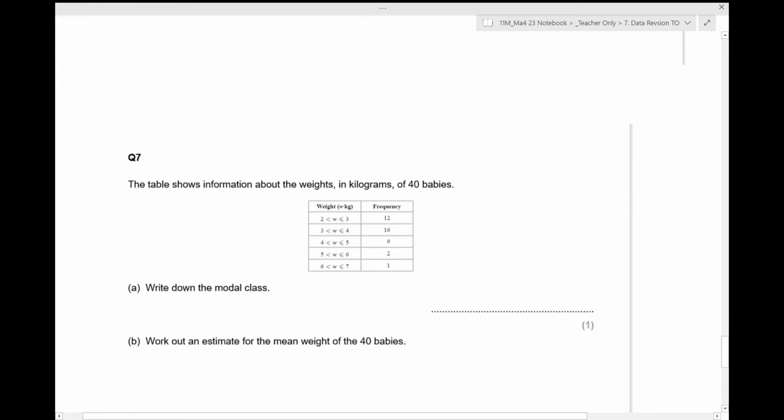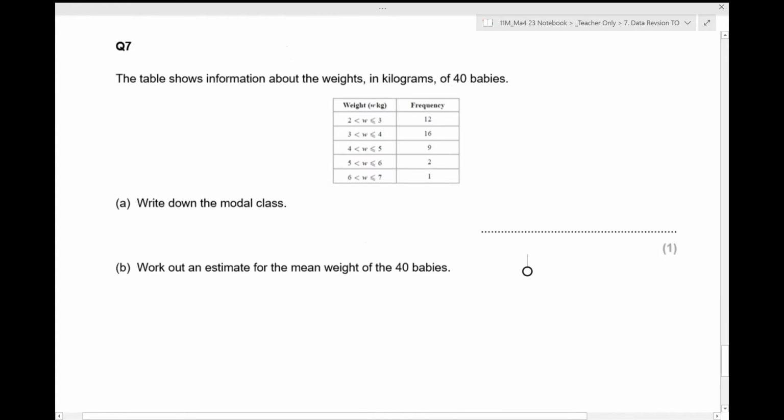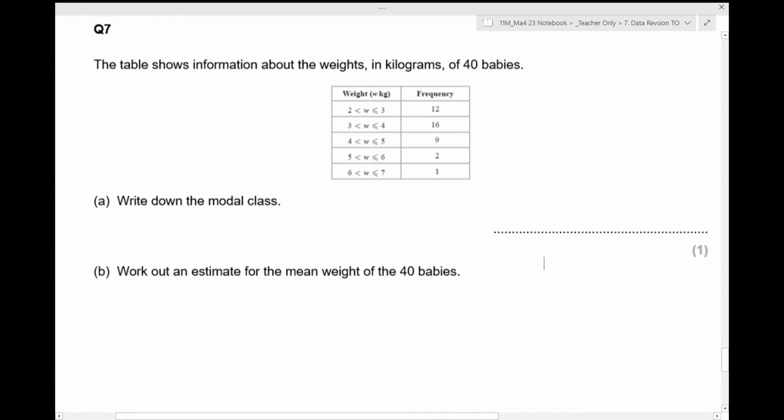Right. Question 7. The table shows information about the weights in kilograms of 40 babies. Write down the modal class. The most common class is the class with the highest frequency. So the most common weight for the babies is between 3 and 4 kilograms. Work out an estimate for the mean weight. Perhaps this time we ought to talk about why this is an estimate for the mean weight.